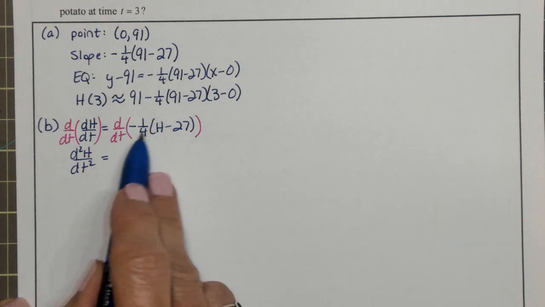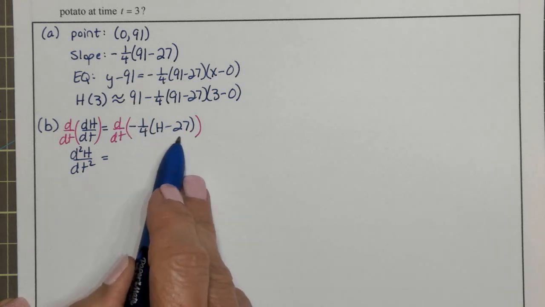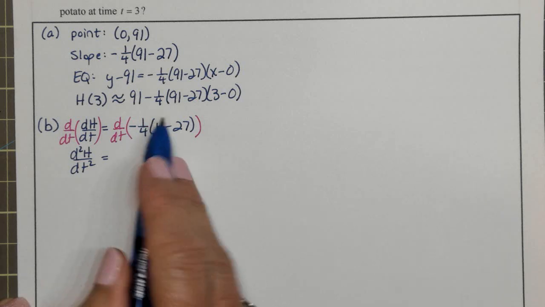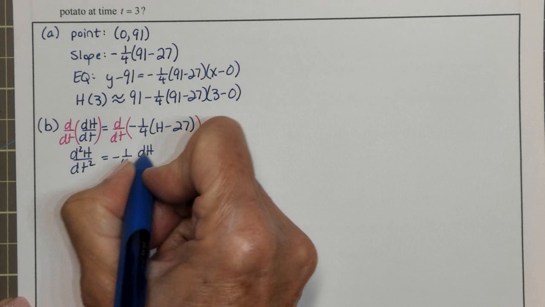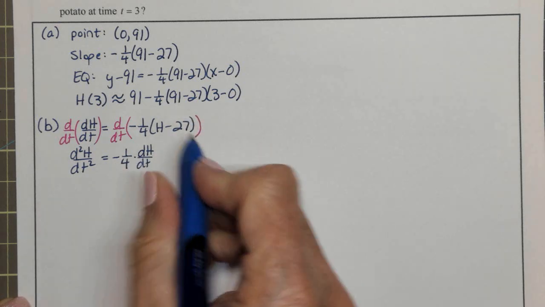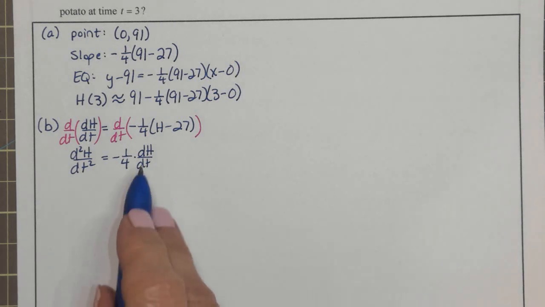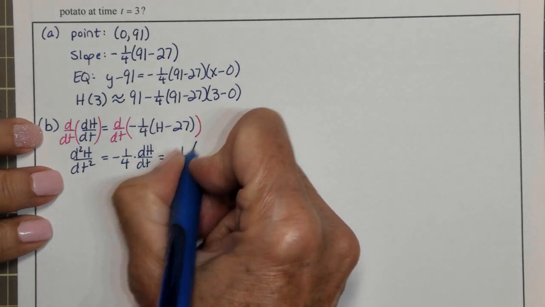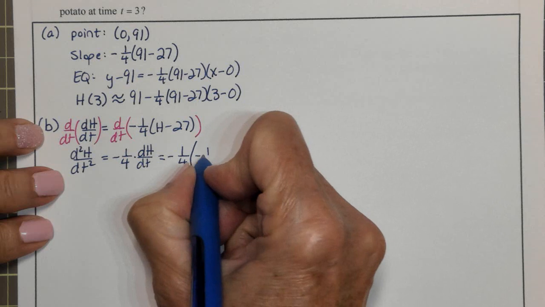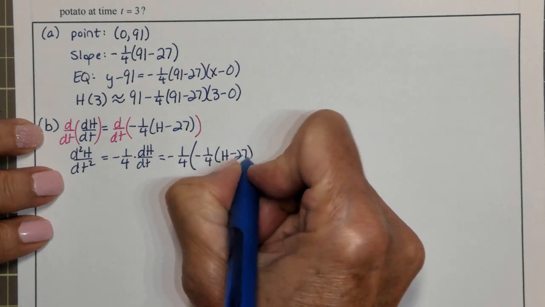If we distributed, I would have negative 1/4 h plus 27 over 4. The derivative of negative 1/4 h is negative 1/4 dh dt. The derivative of that constant is just 0. So this is the second derivative. Now, I know what dh dt is. dh dt is negative 1/4 times h minus 27.